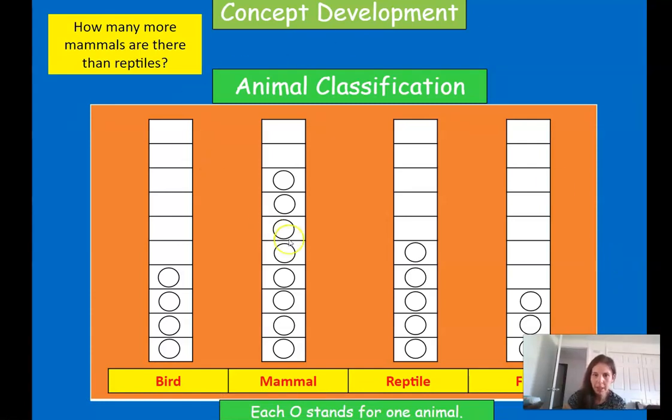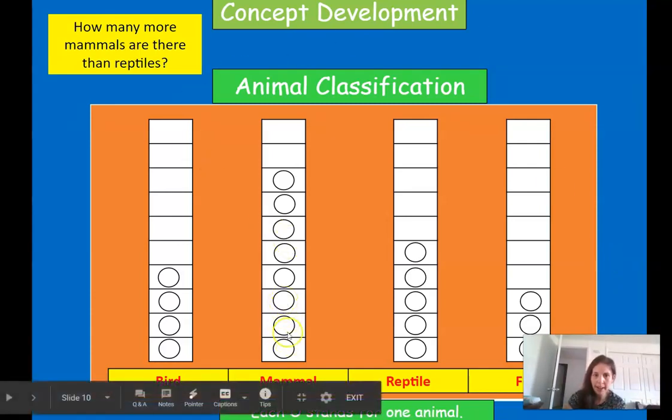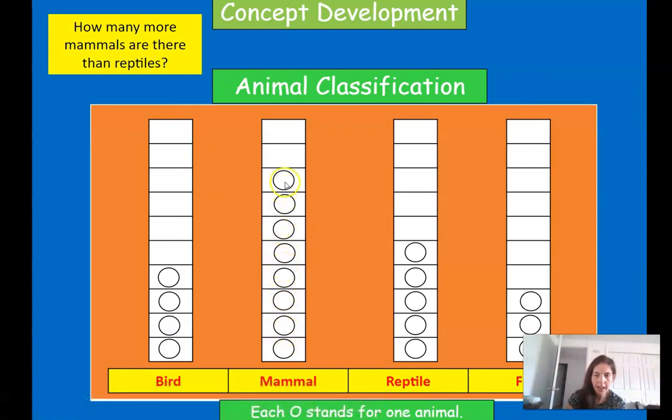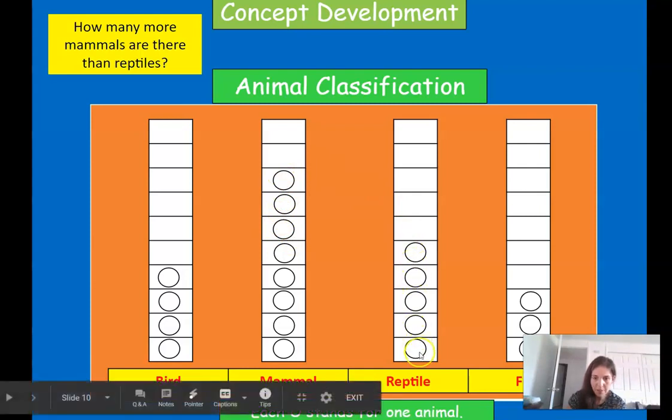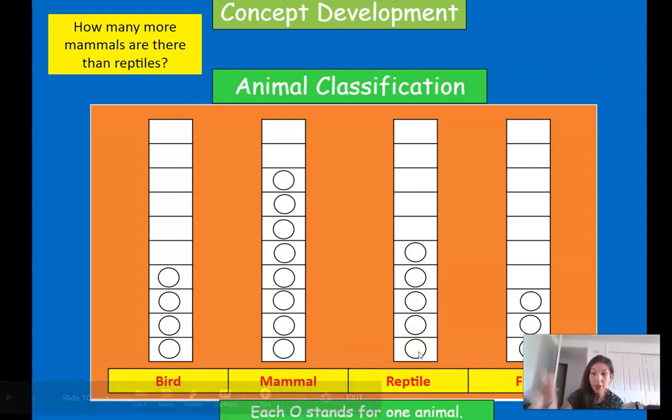So we're going to look at the mammals. Remember how many we have? 1, 2, 3, 4, 5, 6, 7, 8. And how many reptiles are there? 1, 2, 3, 4, 5. So we're going to subtract 8 minus 5. 8 minus 5 equals 3.